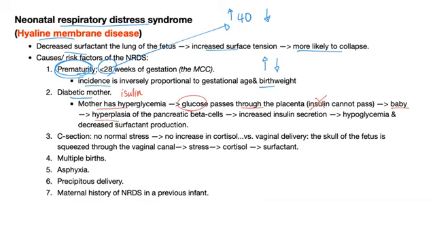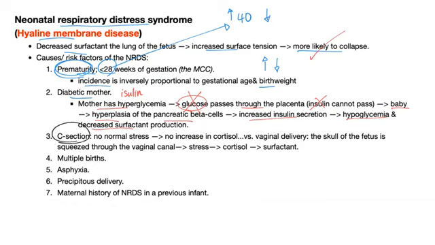The baby develops hyperplasia of the pancreatic beta cell to counteract this glucose. This is going to increase insulin secretion in the baby. He didn't get it from mommy, he made it himself, leading to hypoglycemia and decreased surfactant production in the baby. Therefore, his lungs are more likely to collapse.